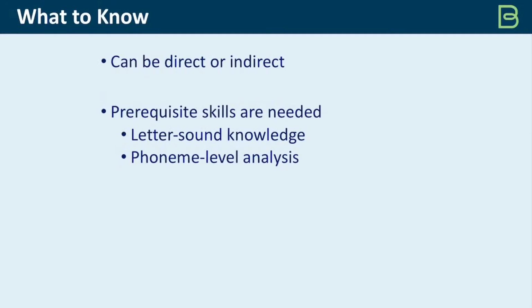There are prerequisite skills that are required for students to be able to orthographic map efficiently. They need letter sound knowledge. And that's the one part of reading that really is visual. Now, they also need to be at the phoneme level with their phonological awareness skills. So they need to be able to do analysis about specific sounds in words. We want them to be able to manipulate those sounds.